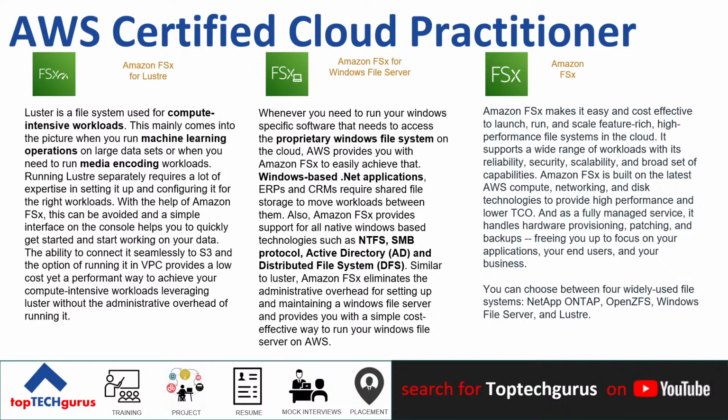And within FSx, typically they ask the question about machine learning workloads. So if you have a lot of compute workloads, you would choose Amazon FSx for Lustre. And if you have a .NET based application, a Windows based application, and you want to run something on a Windows file server, then you would choose Amazon FSx for Windows File Server.